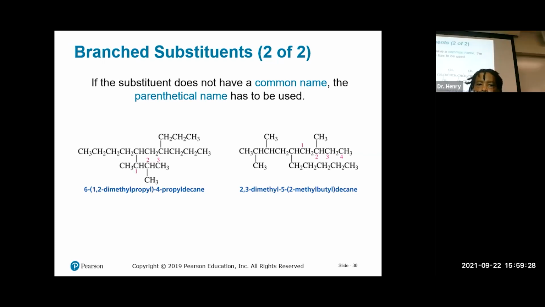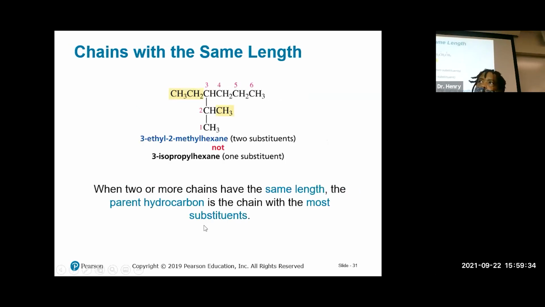Okay. So we've already kind of talked about this part. So when you have chains that are the same length, you go with the one that has the most substitutions or the most side chains. So this guy has 2 side chains compared to this guy only having 1 side chain. And again, I believe that's because it makes it a little bit easier. Although this is a crazy side chain, right? Because it's the isopropyl.